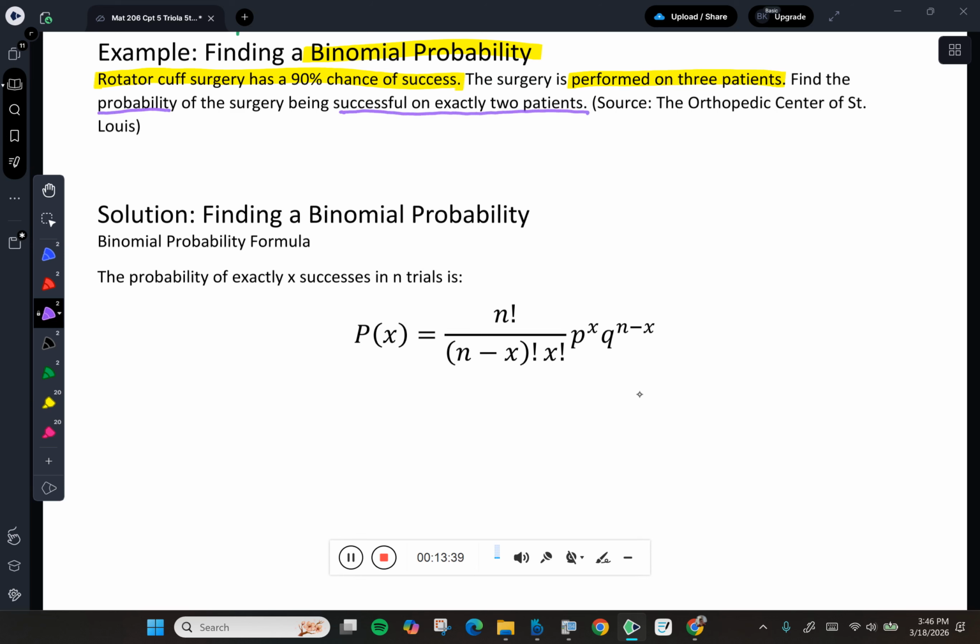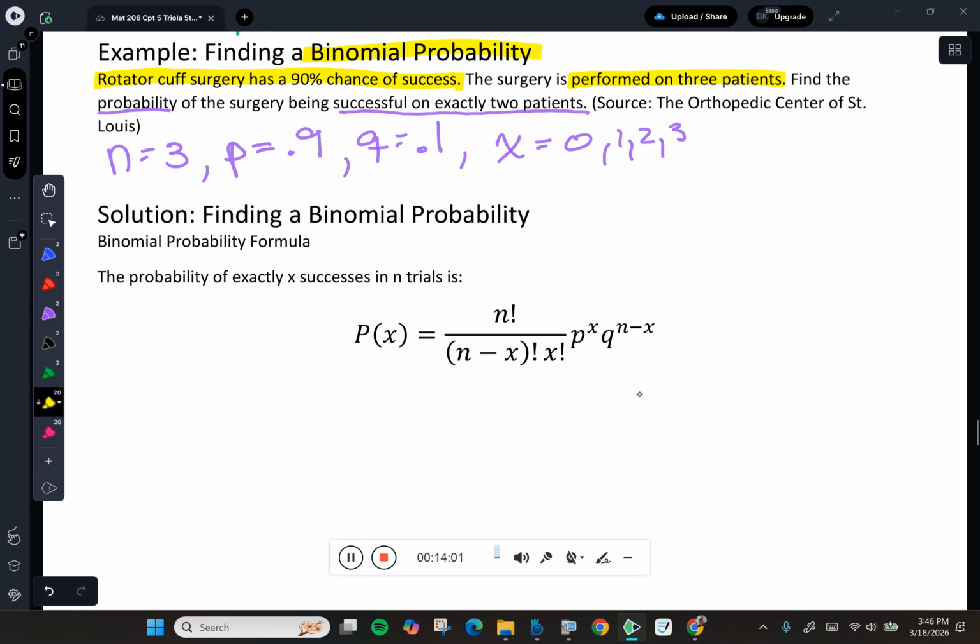All right, so n is 3 patients. p is 0.9. q is 0.1. And x could be 0, 1, 2, or 3. Those are all of the possible outcomes. We just want to find this probability. The success happens twice. Right? All right, so how do I do that? Well, there's a formula for it.